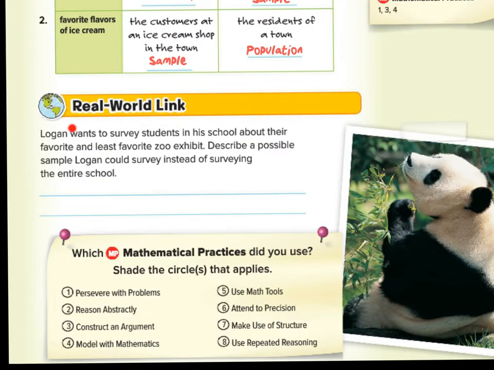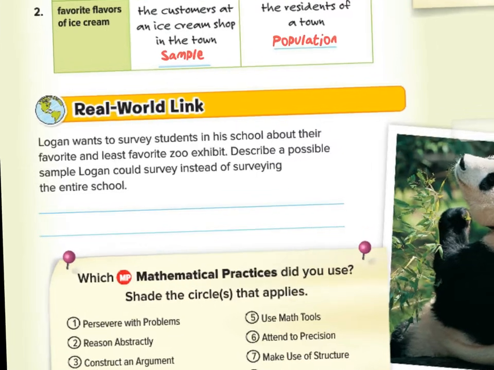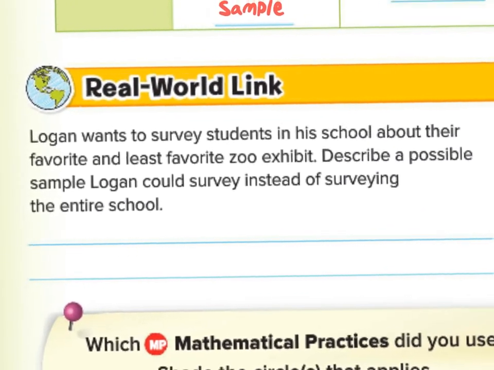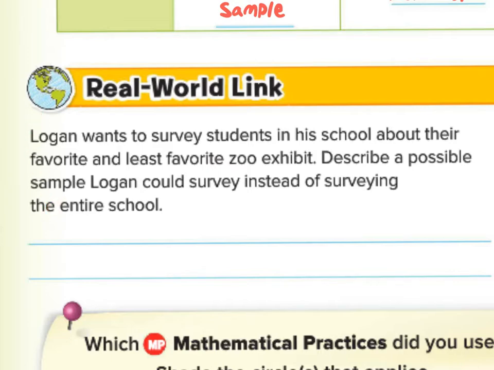Okay, let's see a real world connection here. Logan wants to survey students in his school about their favorite and least favorite zoo exhibit. Describe a possible sample Logan could survey instead of surveying the entire school. So a possible sample could be a class. He could just pick a class out of the entire school and just see what he gets there. He could also take maybe 4 or 5 students from each classroom, starting from kindergarten all the way to the highest grade in elementary school, and take a sample from each classroom and see which one is their favorite or least favorite. I'm not going to write that down. I just really wanted you to understand how this applies to the real world, some real world content.